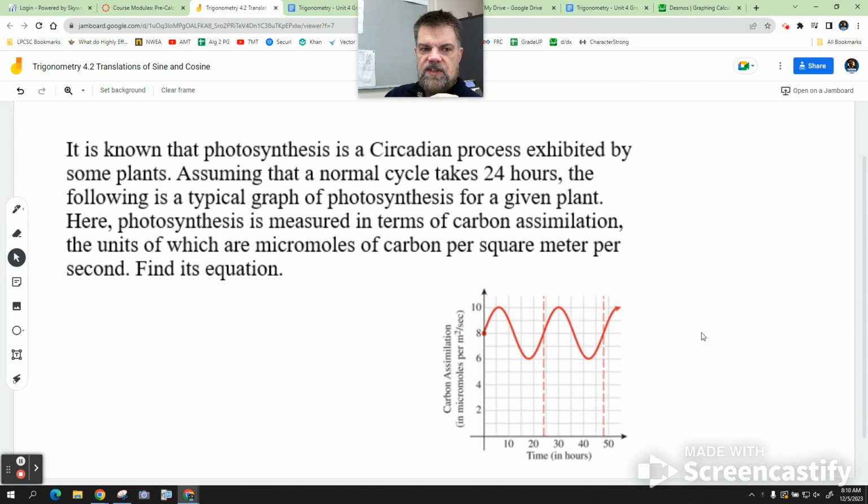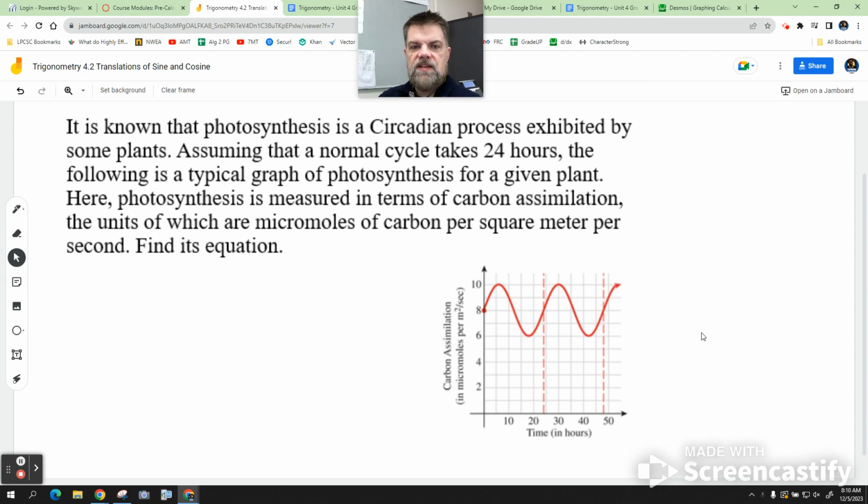Anyways, example number 6, it says, it is known that photosynthesis is a circadian process exhibited by some plants. Assuming, I said that wrong. I was thinking of the little insects. It's circular is what that fancy word means. Assuming that a normal cycle takes 24 hours, the following is a typical graph of photosynthesis for a given plant.